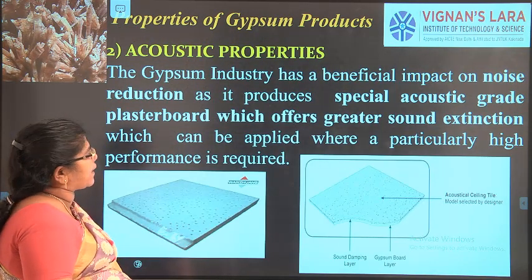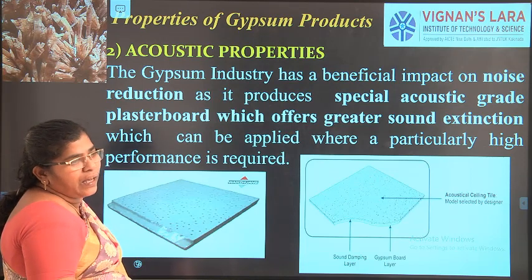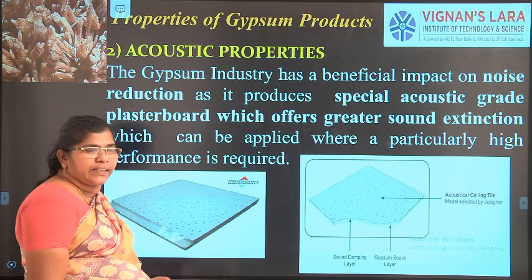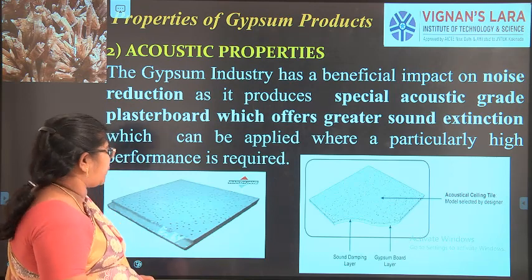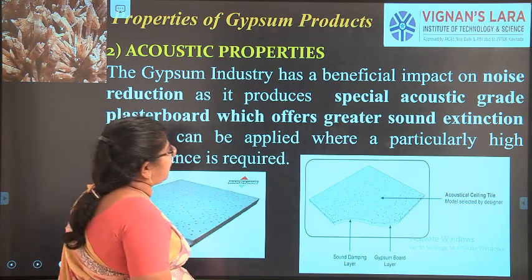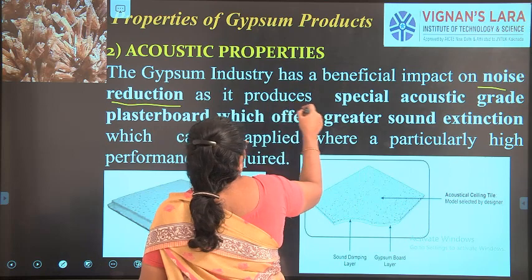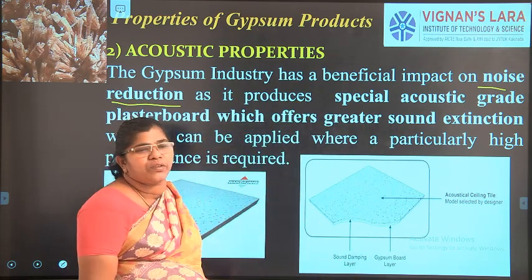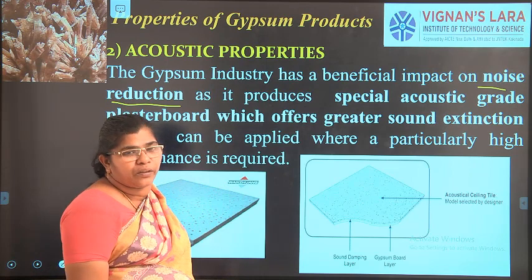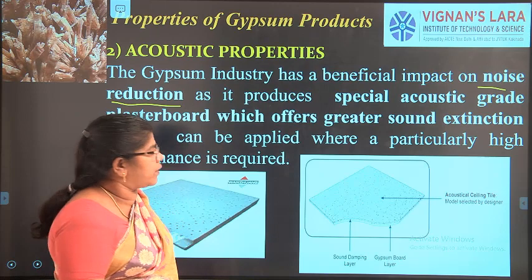The second one is acoustic properties. Acoustic is the sound. It is very good in resisting sound. It won't allow the sound to pass from one end to another. It has a very beneficial impact on noise reduction, as manufacturers produce special acoustic grade plasterboards. So nowadays they are using it in cinema theaters and in recording rooms in order to absorb the echoes, right?